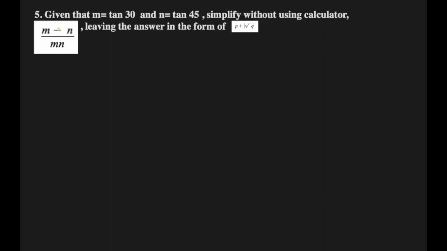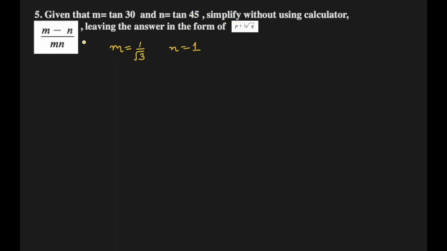Question 5. Given that m is tan 30, tan 30 is actually 1 over square root 3. And n is tan 45 degrees, which is 1. Tan 45 degrees is 1. So that's what we can interpret.